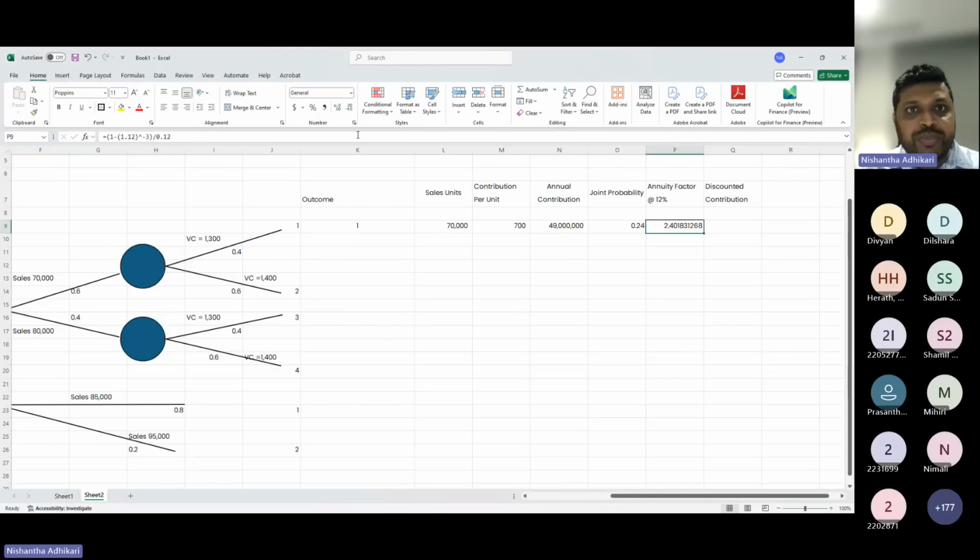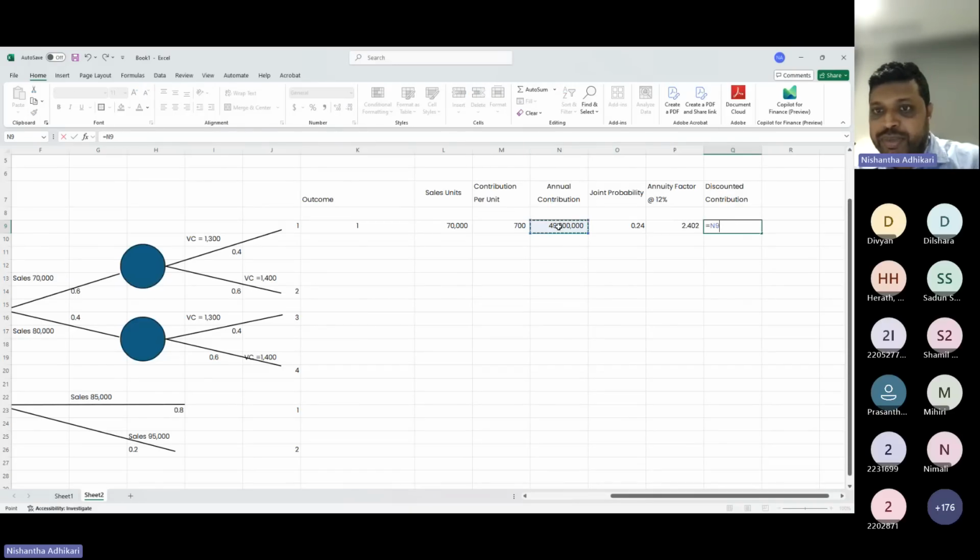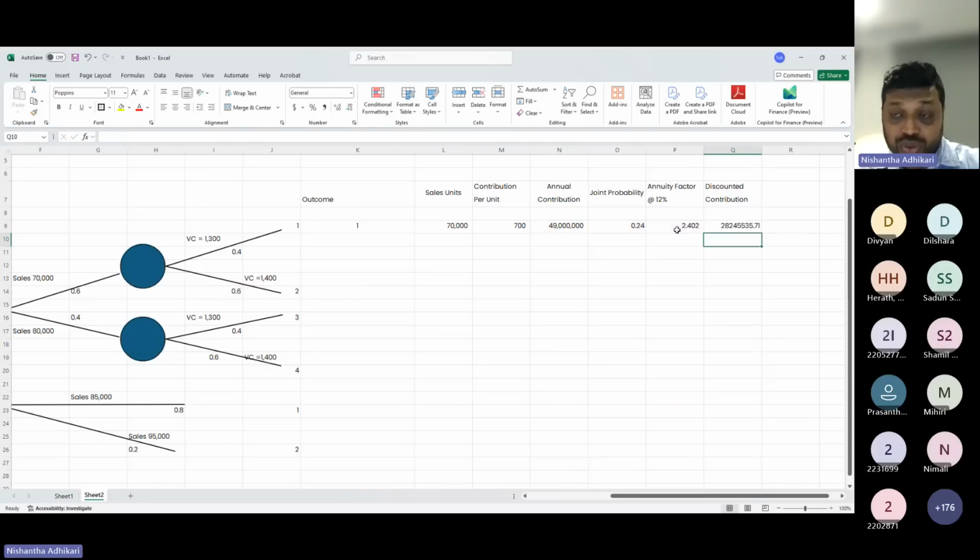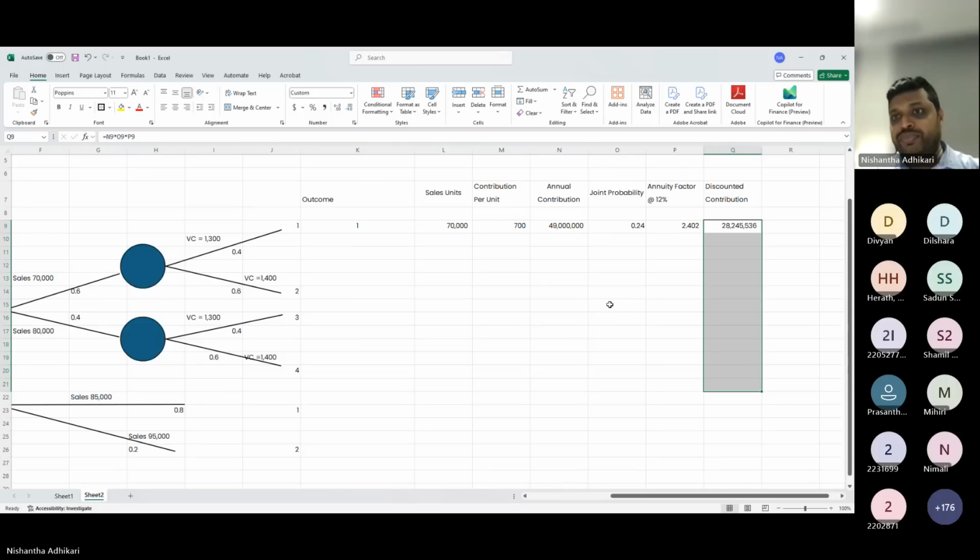Then your answer will be this much: 2.402 annuity factor. Now this is the annual contribution. This is the joint probability. This is the annuity factor for 3 years. Then you can calculate discounted cash flow: 49 million into 2.24% probability, discounted by using 2.4032. Then you will get this amount as the discounted cash flow or contribution for outcome 1.